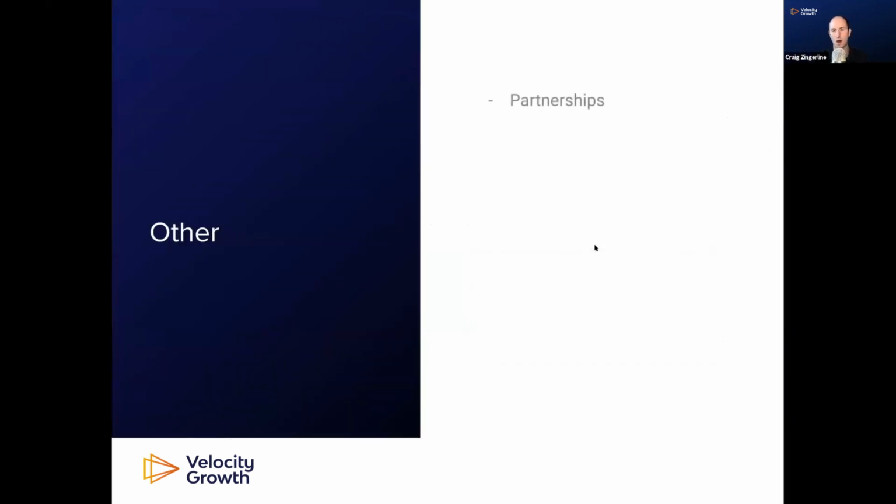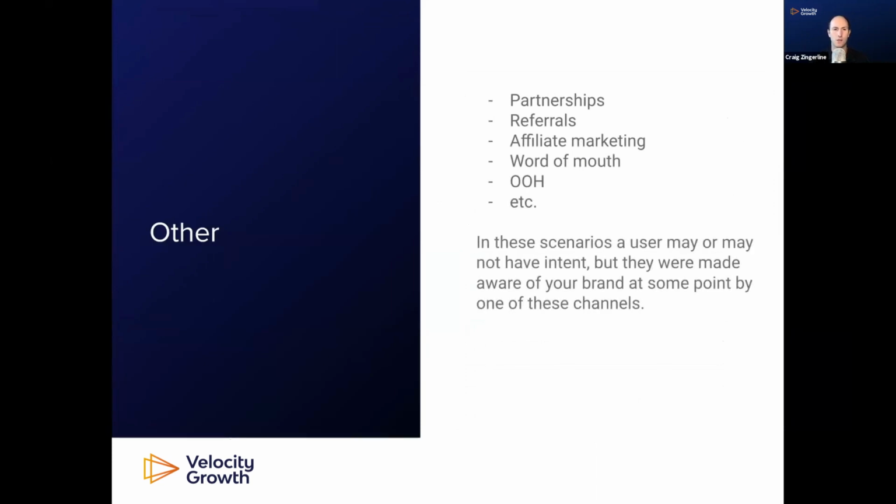And then there's this other category. So partnership marketing, referrals, affiliate marketing, word of mouth, out of home advertising, all of these scenarios, the same rule applies. The user may or may not have intent, but what you're doing is you're trying to make them aware of your brand through one of these channels.